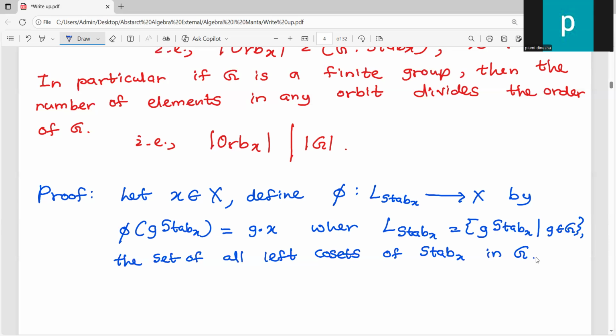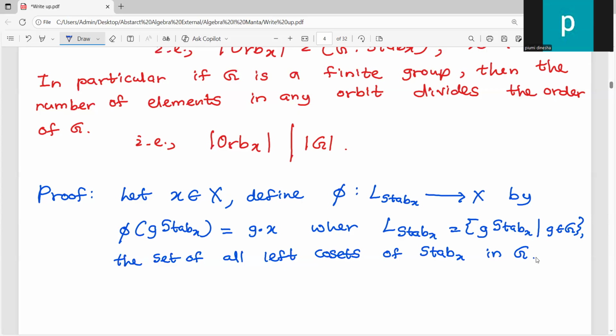We are going to show that this function is, first of all, a well-defined function. That also we had to show. It's a well-defined function. It's one-to-one and it's onto the orbit of X, right? We will show that it's well-defined and one-to-one.